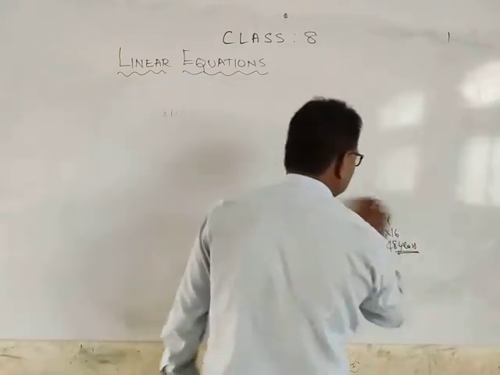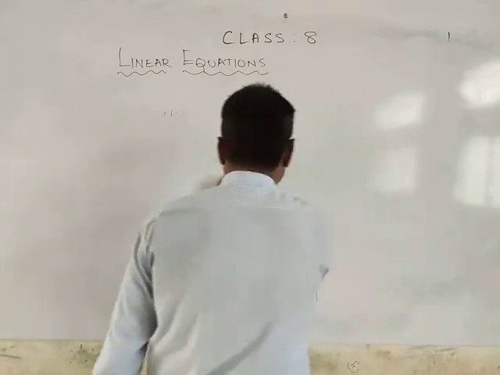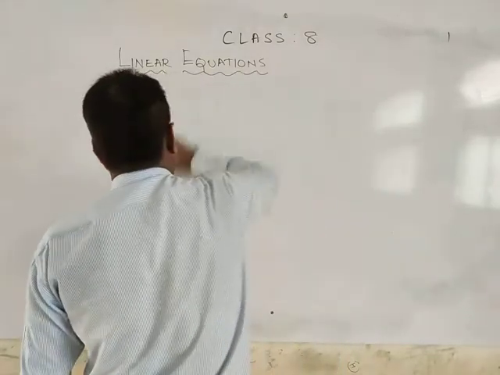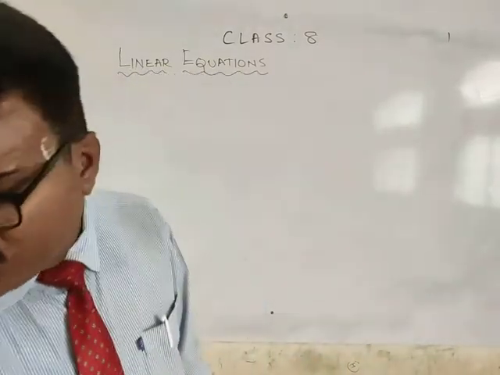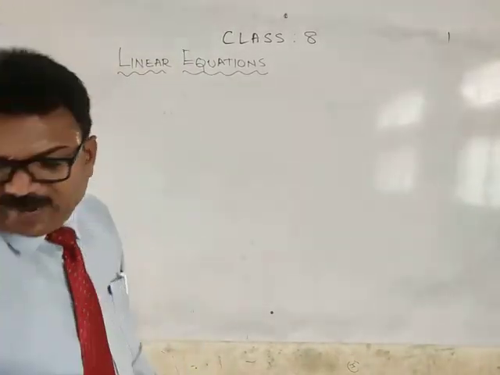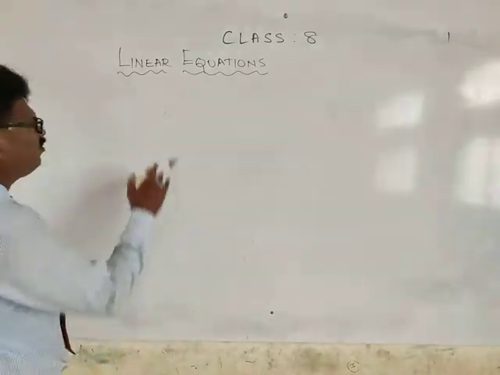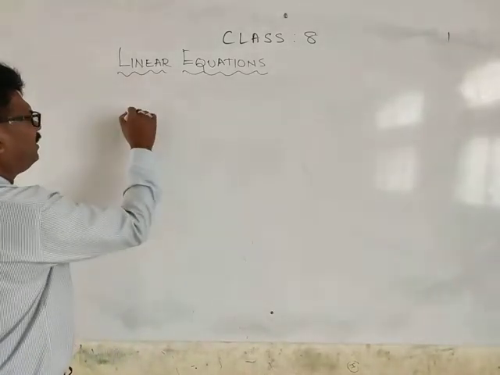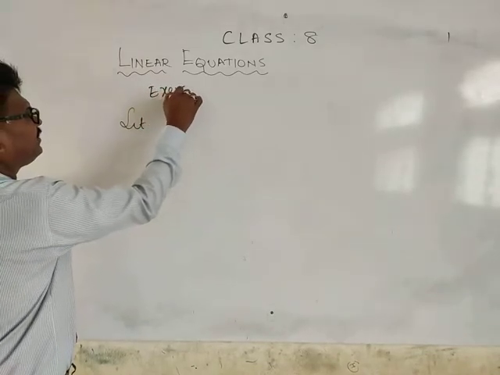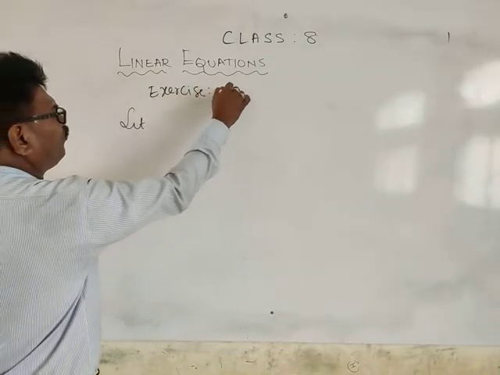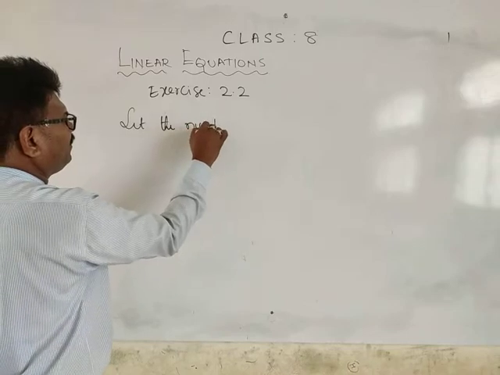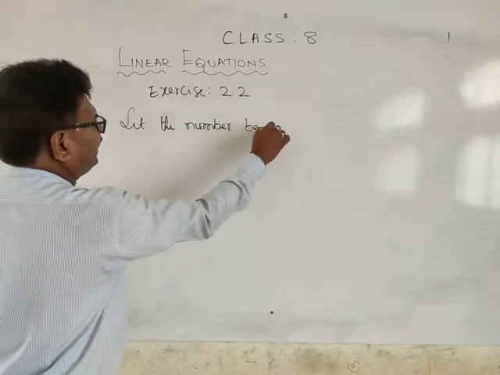Second exercise. So very simple exercise. You can understand, slowly I will teach. Please write down the notes. Okay? If you subtract 1 by 2 from a number, therefore you can write, this is exercise 2.2, let the number be x.